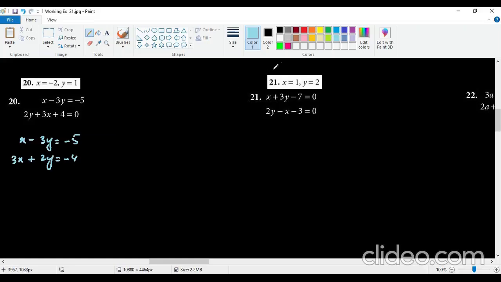This is the little arrangement we have to do before starting to solve it. The first equation is multiplied by 3, the second equation by 1.